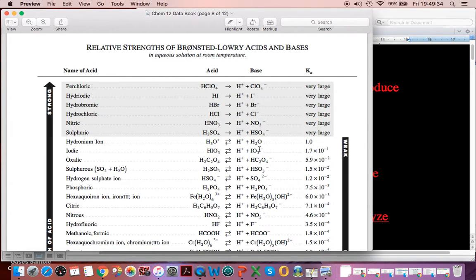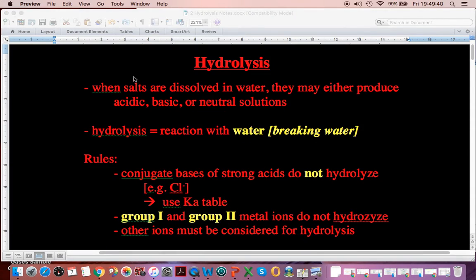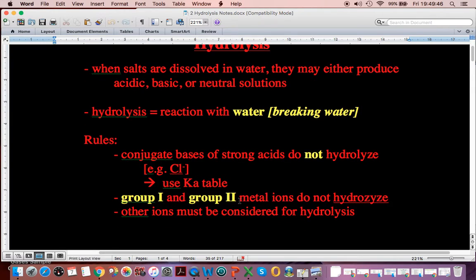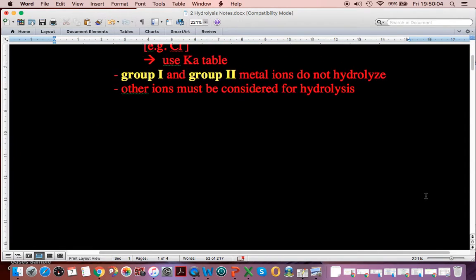If you run into a negative ion that's here, it will hydrolyze to a certain extent. So that's what that's saying. So conjugate bases of strong acids don't hydrolyze. Wonderful. That's the Ka table we use it for. Group 1, alkali metals, and group 2, alkaline earth metals, do not hydrolyze. And you can see I don't know how to spell hydrolyze, so we're going to fix that right now. Other ions, sadly, we have to consider for hydrolysis.